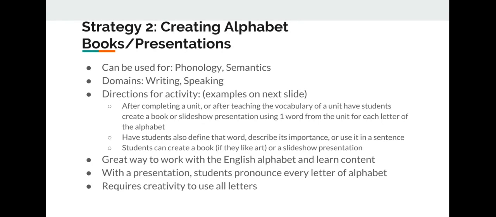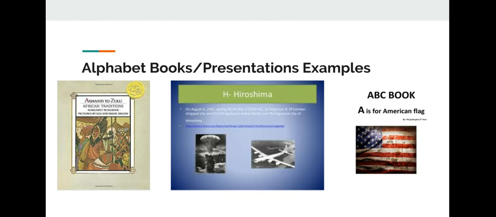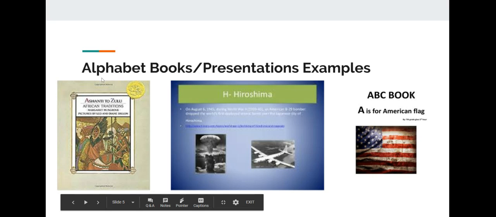I like this because it's a great way to work with the English alphabet and learn the content. And with a presentation, you get to hear the students pronounce every letter of the alphabet. And I really like it because it requires a lot of creativity in most cases to use all the letters. The letters Q, X, and Z are very difficult, and the students really have to be creative to find something that fits those letters.